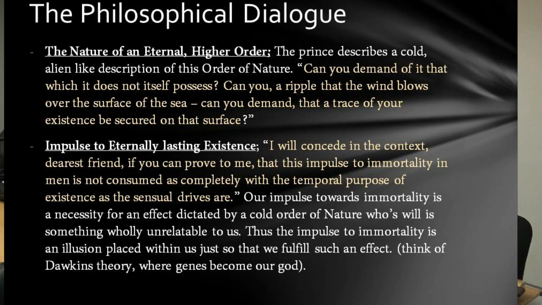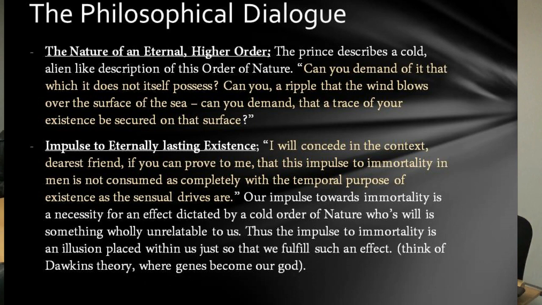So here the prince describes that he no longer believes in, I mean, he never really believed in entirely a benevolent God, right? As was explained before, he had a love and hate relationship with a God that he thought was sometimes loving and sometimes wrathful. Now he's replaced that with just a faceless, cold nature, alien world, and he describes it: can you demand of this higher order, this nature, that which it does not itself possess?